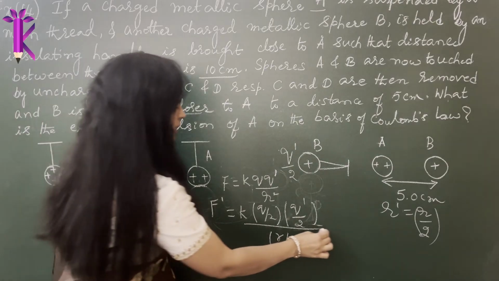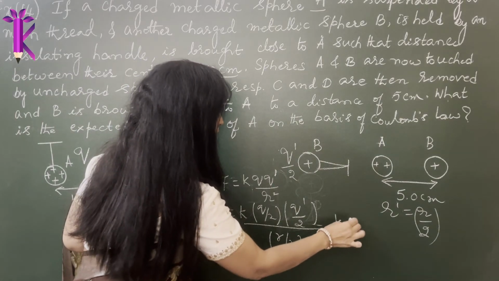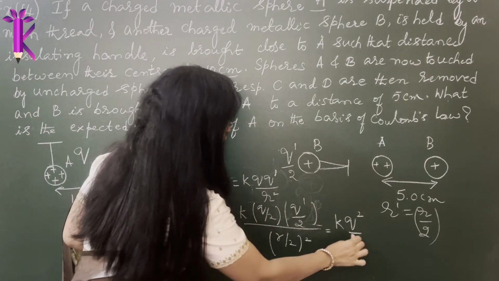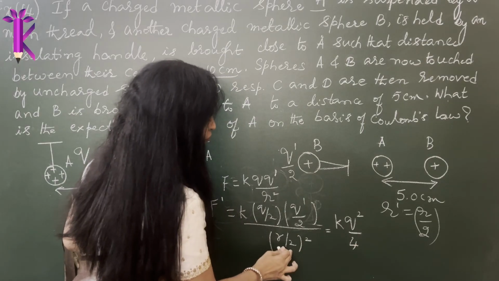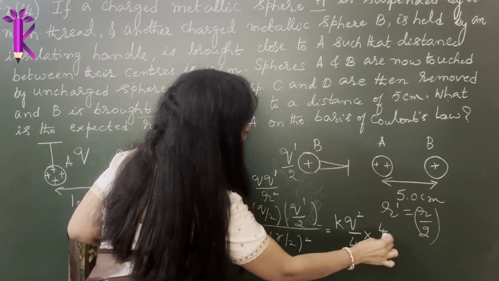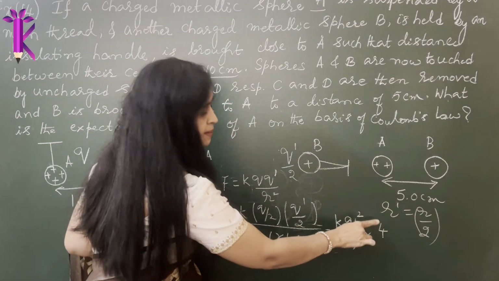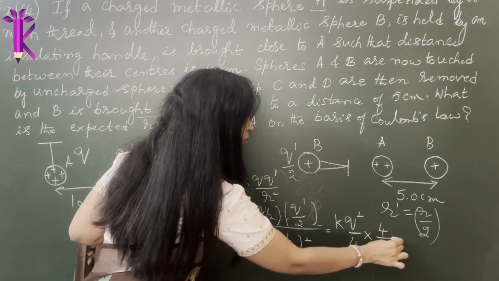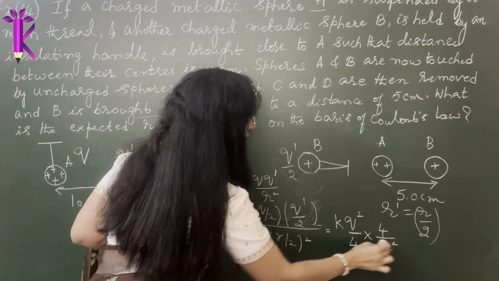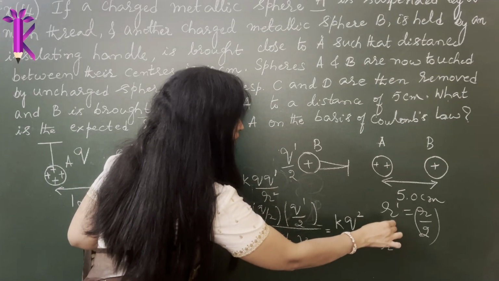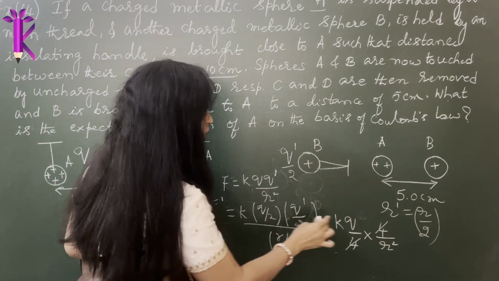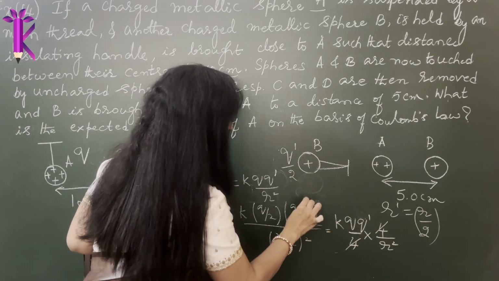Now we need to calculate this. So this will be K into Q into Q dash divided by 2 into 2, which is 4, whole divided by R square by 4, which goes to the numerator, which gets reversed. Denominator becomes numerator, numerator becomes denominator. This is the basic math rule. So this is 4 divided by R square, 4 and 4. Sorry, this is not Q square, this is Q into Q dash. They are not equal in magnitude, I'm sorry.